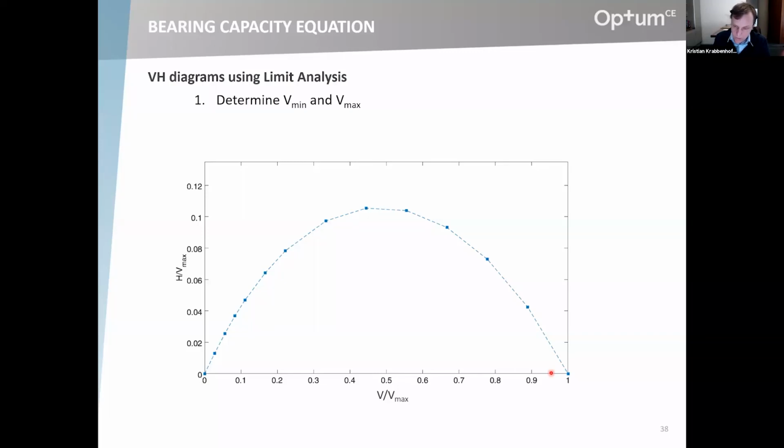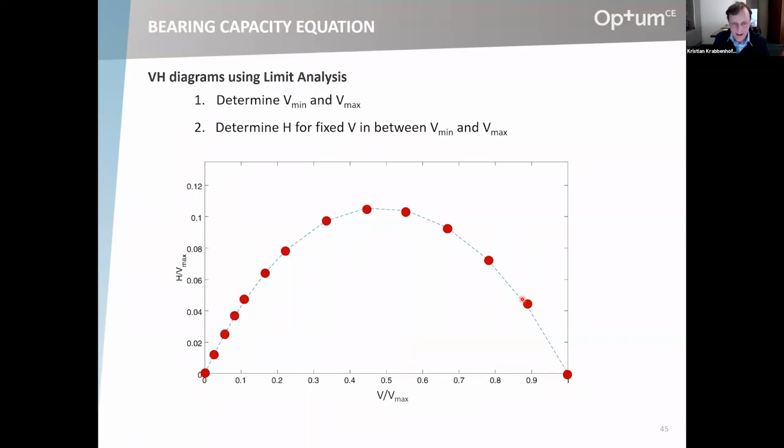And then what you start doing is you have these 2 points, and then you start determining the ultimate H, the ultimate horizontal load for a fixed vertical load somewhere in between the minimum and the maximum. So you fix the vertical load and then determine the maximum horizontal load to basically get this point here. And you go along, in this case, right to left, and determine a given number of points as you please.